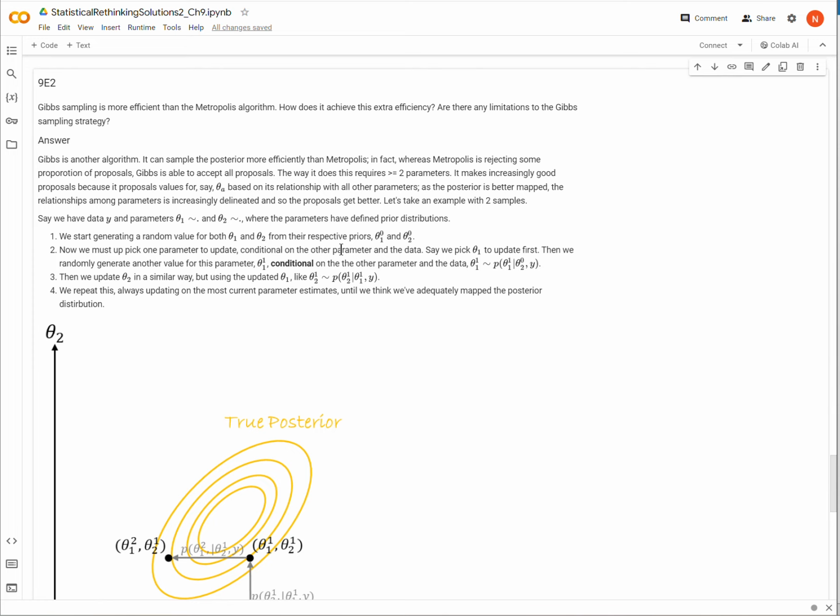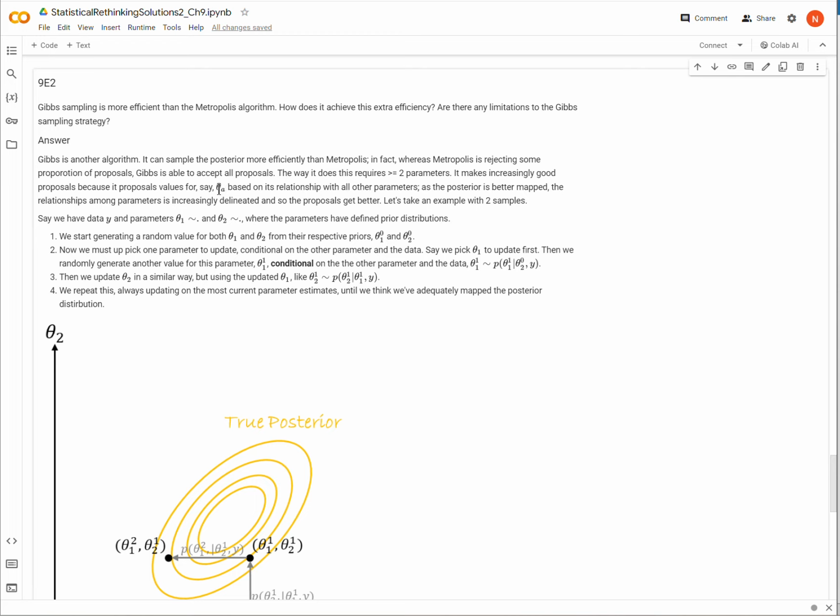Now, we'll go through an example in a moment, but the way that it does this is, first of all, it really only does well when it has more than one parameter, so two or more parameters. The way it's doing this is that it's trying to suss out the relationship between the parameters, say theta A and theta B. As it starts to map the posterior space, the parameter space, it also starts to delineate the relationship among the parameters.